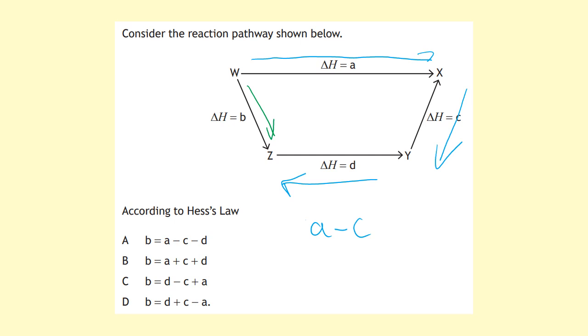Then from Y, we're going to Z. The arrow's the wrong way, so we need to change the sign so it becomes minus D. So in all of them, just look at what we're doing to the arrows. If we flip the arrow, we're just putting a negative sign instead of a positive. So our answer becomes A.